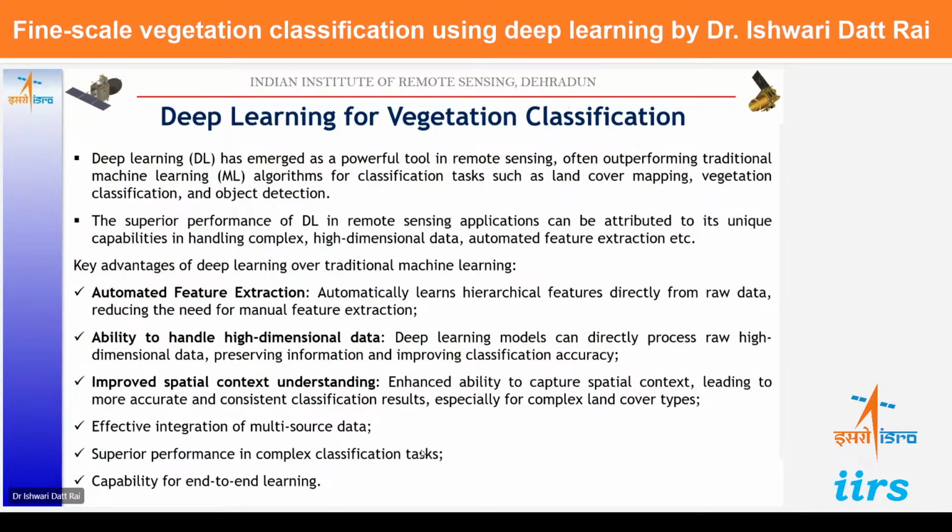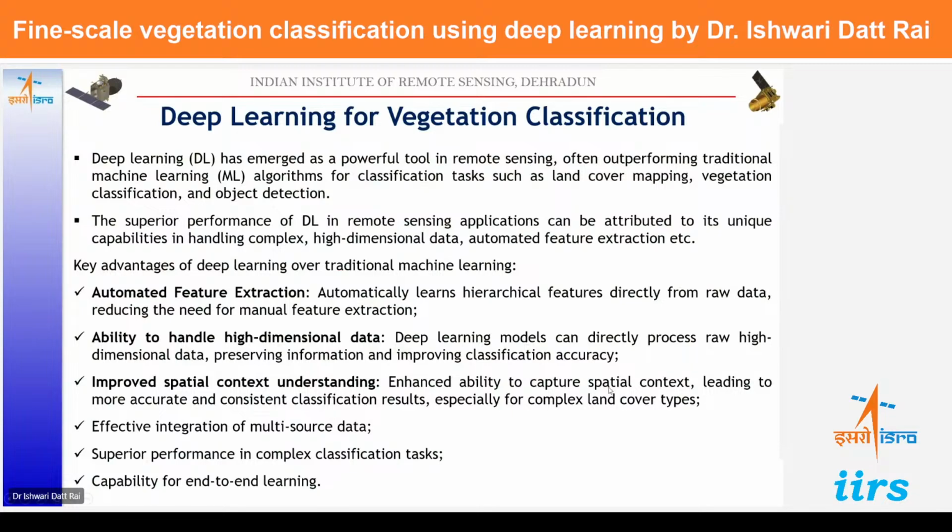The studies suggested that it outperforms traditional machine learning classifications, especially in land cover mapping, vegetation classification, and object-based image classification problems. These have superior performance; they are very good at automated feature extraction, and in this way they reduce the need for manual feature extraction. They have the ability to handle high dimensional data, and by that we preserve the information of the data and also improve the classification accuracy. This is also useful for improved spatial context understanding.